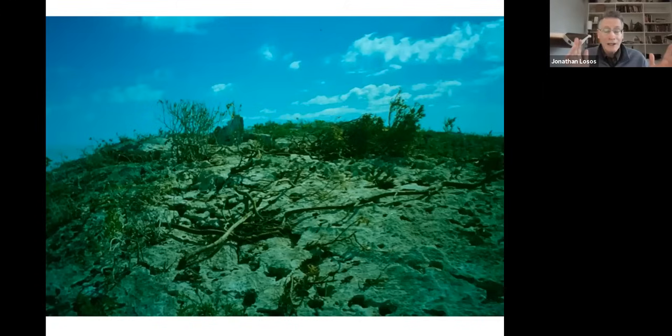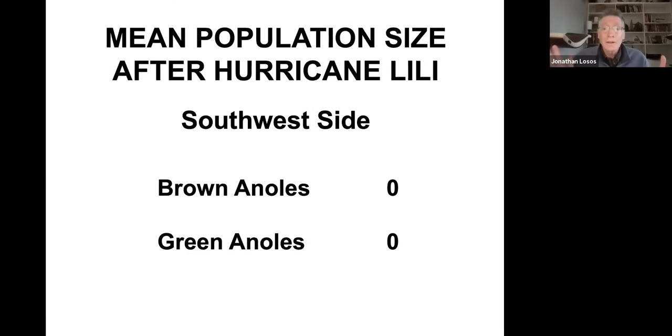We went to census the lizard populations. It turned out that was pretty easy. There were no lizards on the islands. So that was the answer to the question, why are these islands empty?